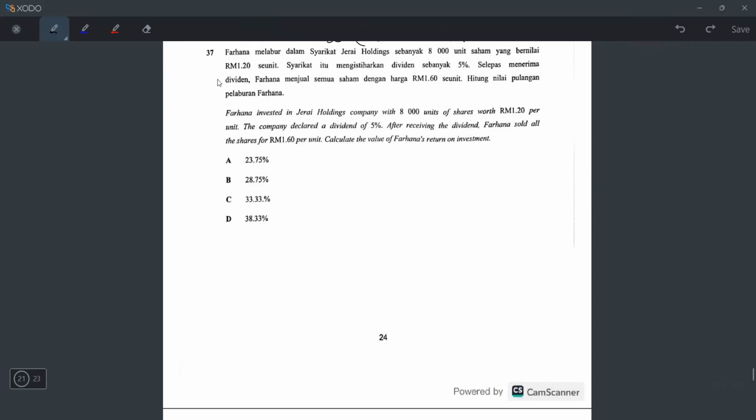37. Let's go. Farhana invested in Jerai Holdings Company with 8,000 units of shares worth 1 ringgit 20 cents per unit. So for 1 unit, the cost is 1 ringgit 20 cents, and there are 8,000 units.